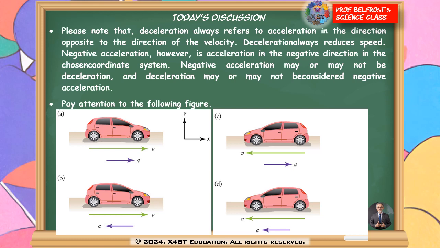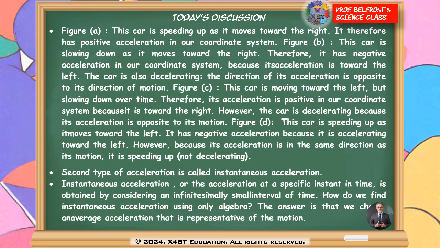Pay attention to the following figure. I want you to take a screenshot of the figure first. There are four circumstances: A, B, C, and D. For figure A, the car is speeding up as it moves to the right, and therefore it has positive acceleration. For figure B, the car is slowing down as it moves toward the right because it has negative acceleration in our coordinate system. Its acceleration is toward the left, so the car is also decelerating, because the direction of its acceleration is opposite to its direction of motion.